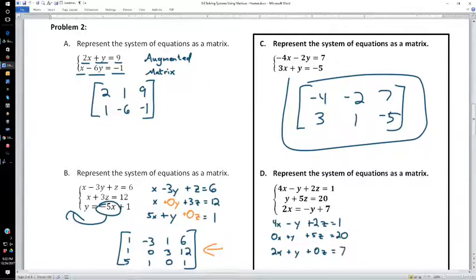Equals 7. Cool? So that's everything in order. You wrote your augmented matrix. 4, 0, 2, -1, 1, 1, 2, 5, 0, 1, 20, 7. And there you go. Cool?